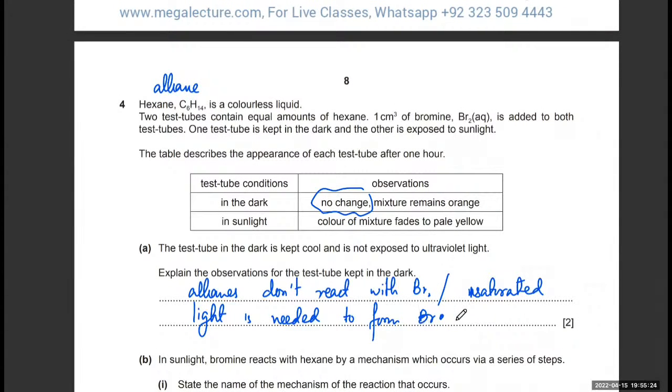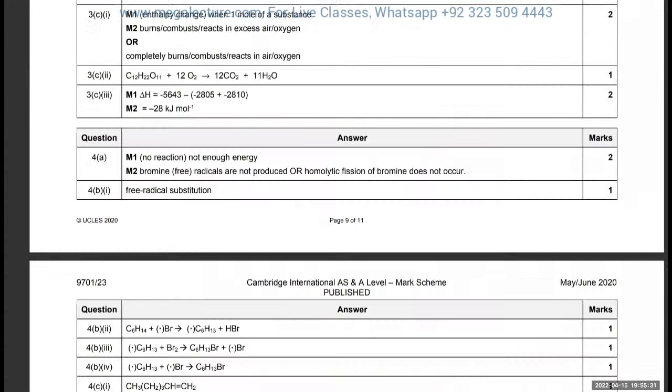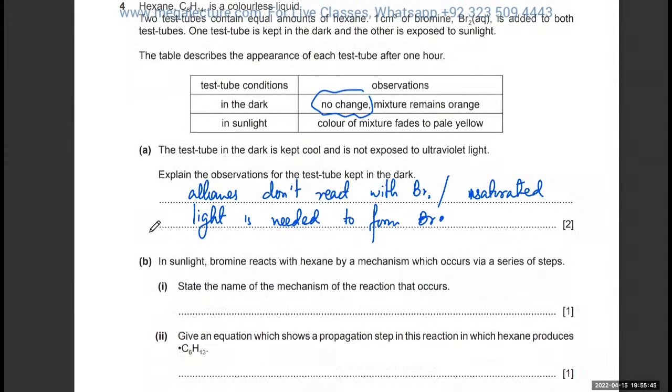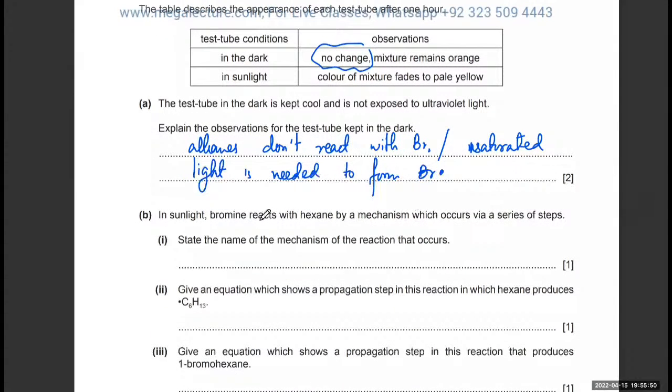So that is somewhat what we described over here, that light is needed to form the Br radical. That kind of sums it up. You need light to form the Br radical. The other part is bromine radicals are not produced, or homolytic fission of bromine does not occur. So fine, that's that. I mean, no marks for the unsaturated part, that it's saturated. They weren't really looking for that. They were actually looking for this, that light is needed to form Br radicals.